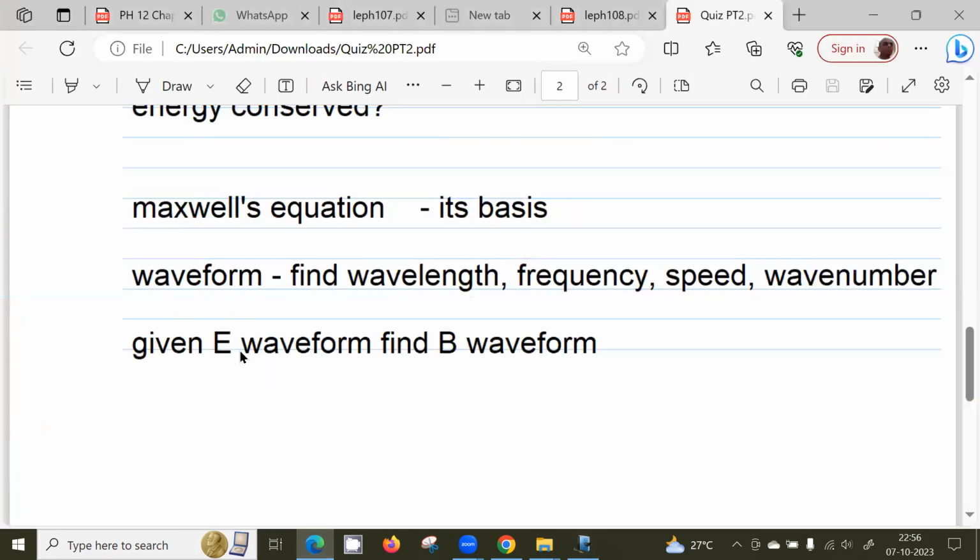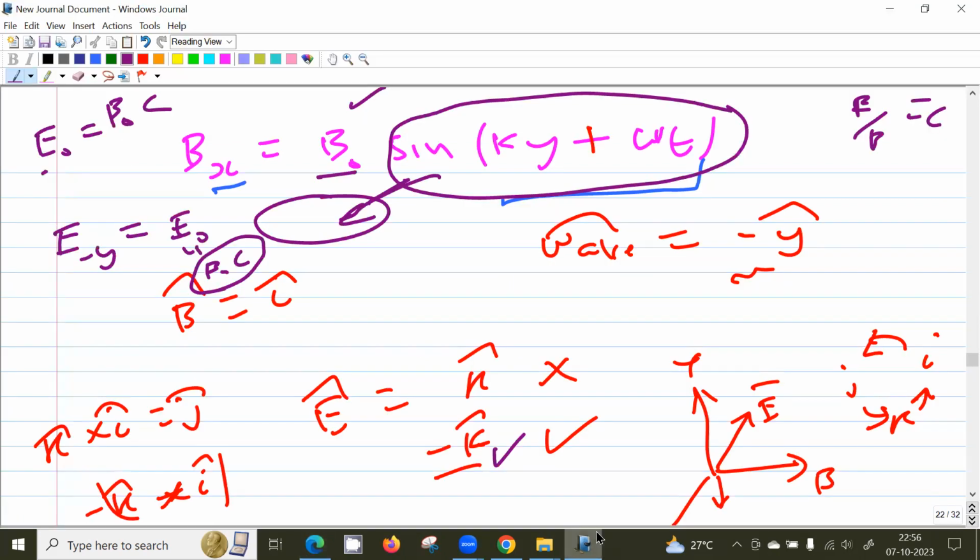So given the E waveform, I can write the B waveform. Here I've done it the other way: given the B form, I wrote E. Similarly, if E is given, I can find B. Same relation, the function should be the same, and the direction of E cross B is the direction of wave propagation. From that, I can find it out.